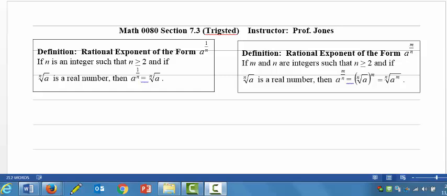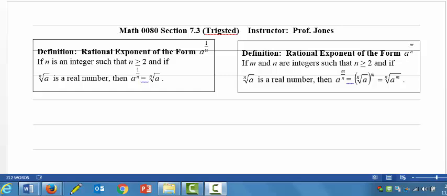Let's look at section 7.3 where we look at rational exponents. When we have a rational exponent of the form a to the 1 over n, so this is an exponential expression whose exponent is 1 over n, as long as n is an integer bigger than or equal to 2 and the nth root of a is a real number, then a to the 1 over n is the same as the nth root of a.